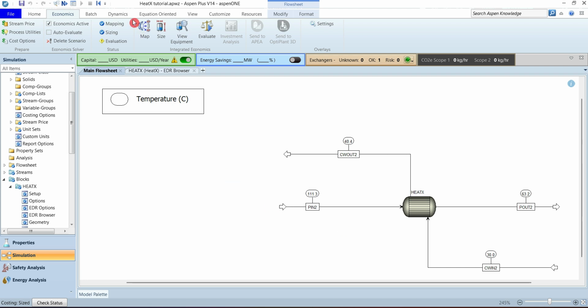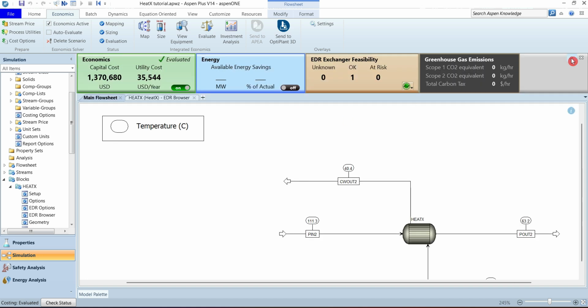Once this is done, it has already sized. Otherwise, we need to run the sizing by ourselves as well. And then we can evaluate the cost of the exchanger. It runs the Aspen Process Economic Analyzer in the background and displays the result from this dashboard. We can view the dashboard with the enlarged option, and here we can see the cost.